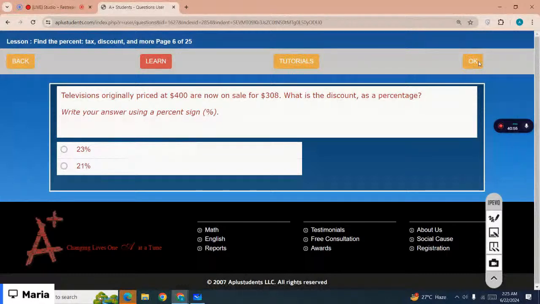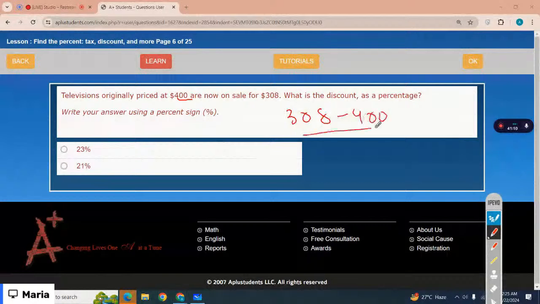Televisions originally priced at $400 are now selling for $308. What is the discount as a percentage? You have to calculate the discount as a percentage. Original price is 400, right? So that would be 308 minus 400 divided by 400.